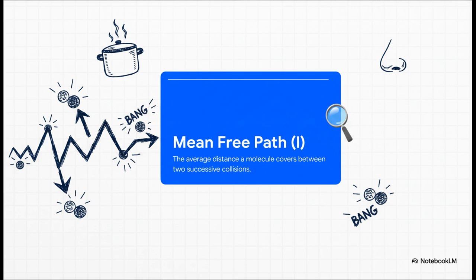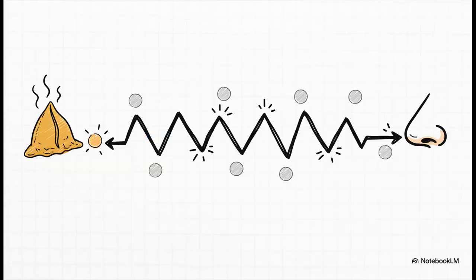See, that little smell molecule doesn't get a clear, straight highway to your nose. No way. It travels a tiny distance and then bam, it collides with an air molecule. It changes direction, travels a bit more, bam, another collision. It's a zigzag journey. So even though the molecule itself is moving incredibly fast, its overall journey is very slow and random because it keeps getting knocked around by billions of other molecules that are in its way. It's like trying to run through a super crowded market. And that, my friends, is the secret.